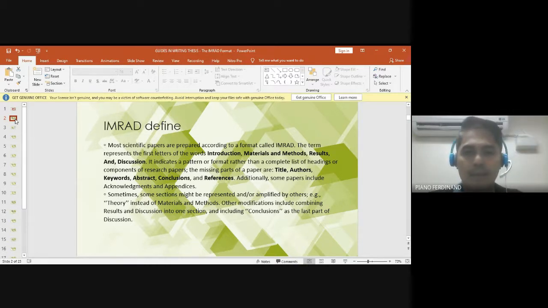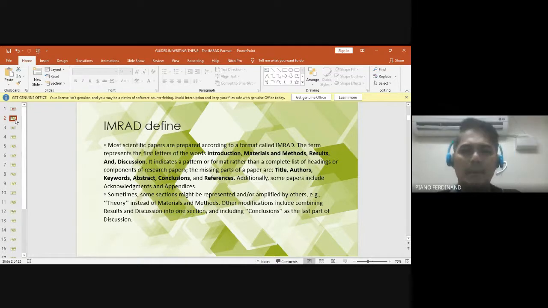So bukod doon sa IMRAD na initials, like introduction, materials and methods, results and discussion, composing the IMRAD acronym, may mga part din po ng isang IMRAD format na hindi na po binanggit doon sa acronym ng IMRAD. So these are the title, the authors, the keywords, the abstract, the conclusion, and the references. Now, additionally, some papers include acknowledgements and appendices.